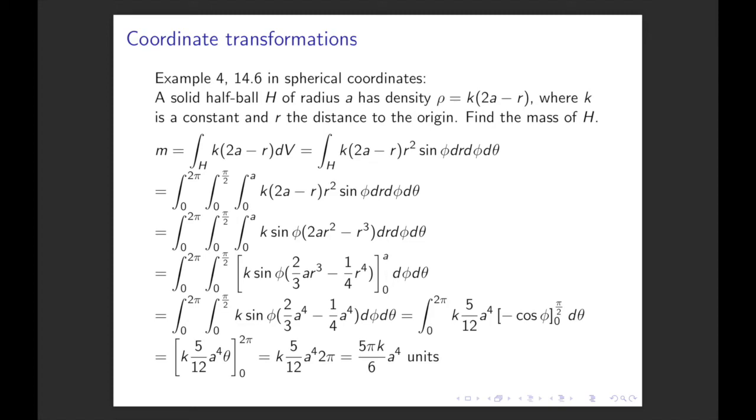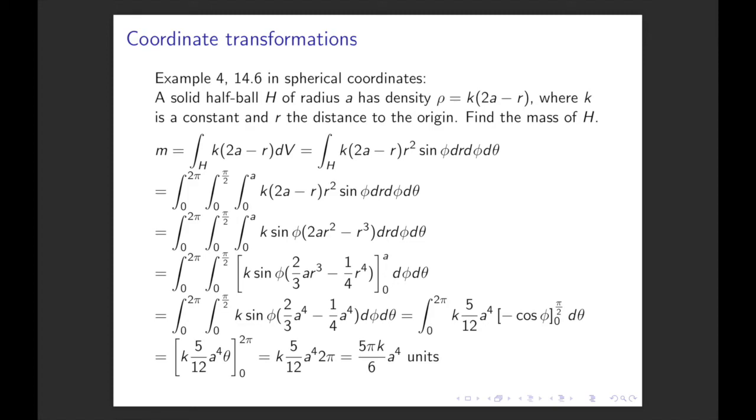That's the transform. This is how the transformation of coordinates stretches the volume elements when it maps them to the volume elements in Cartesian coordinates. And the k times 2a minus r is just the function that is given here as the density.